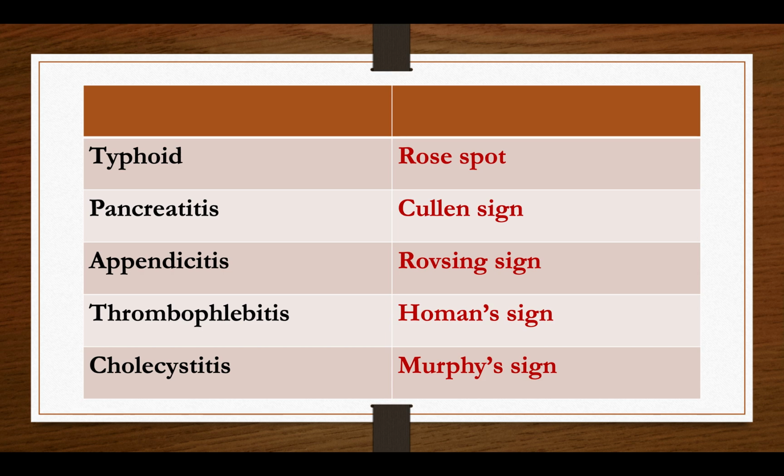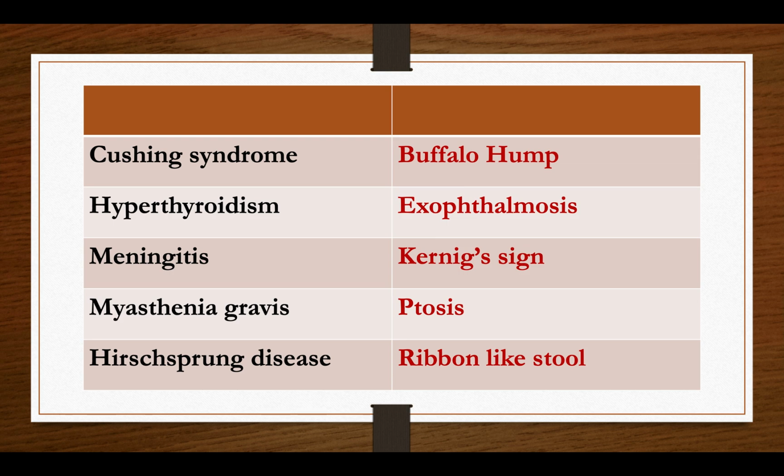Pancreatitis, Cullen sign; in appendicitis, Rovsing sign; thrombophlebitis, Homans sign; in cholecystitis, Murphy's sign; Cushing syndrome, buffalo hump; in hyperthyroidism, exophthalmos.